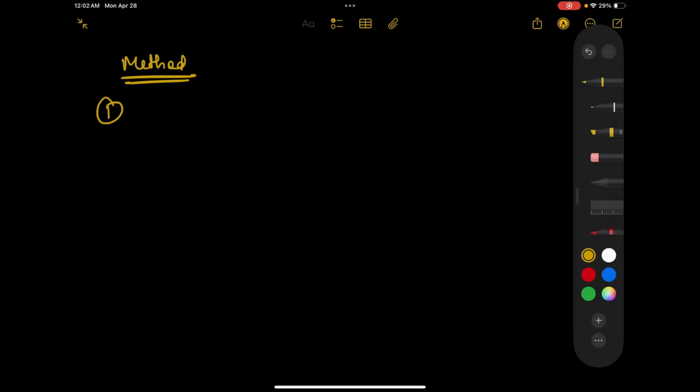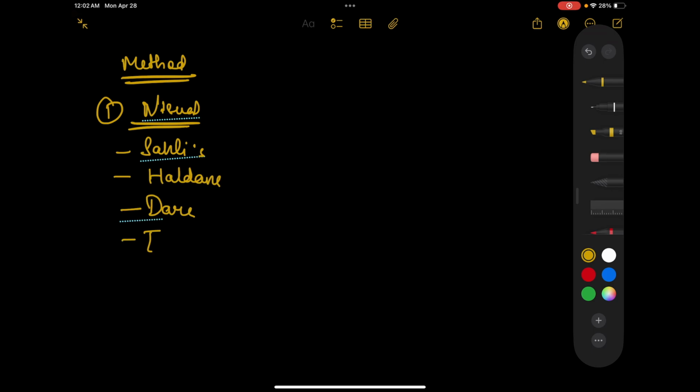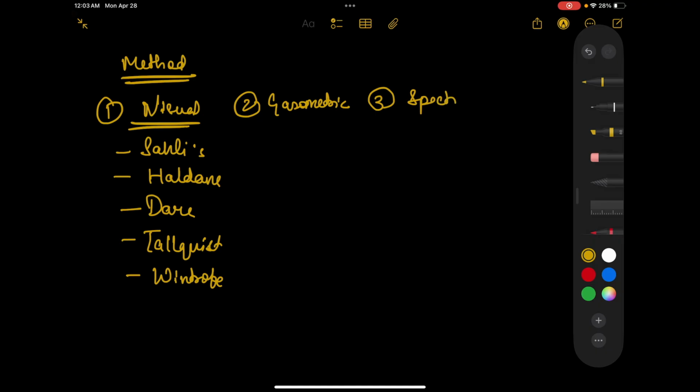First is the visual method. In the visual method, what methods come? First is Sahli's method, then Haldane's method, then Dare's, Tallqvist, Winthrop. So there are different methods used for the estimation of hemoglobin as part of the visual method. Apart from that, we have the gasometric method, and also the spectrophotometric method.